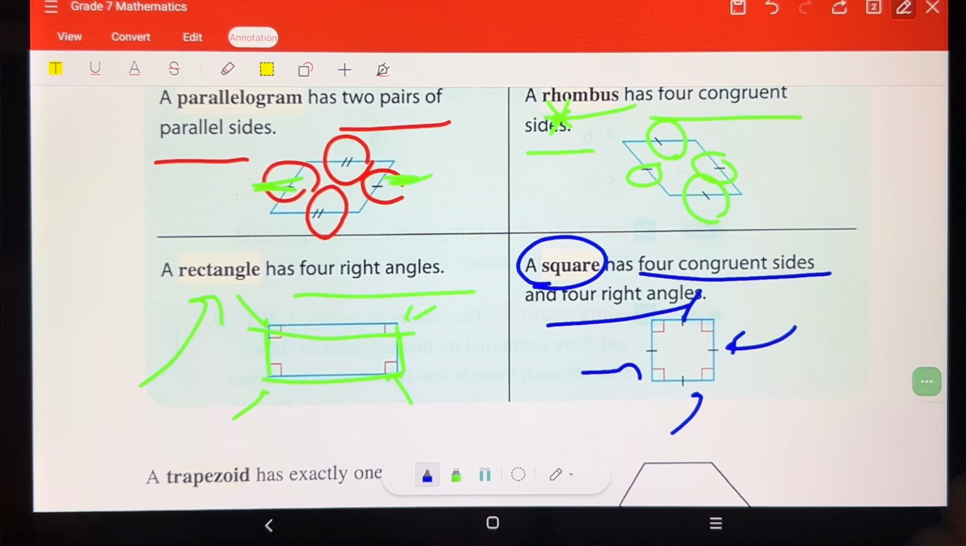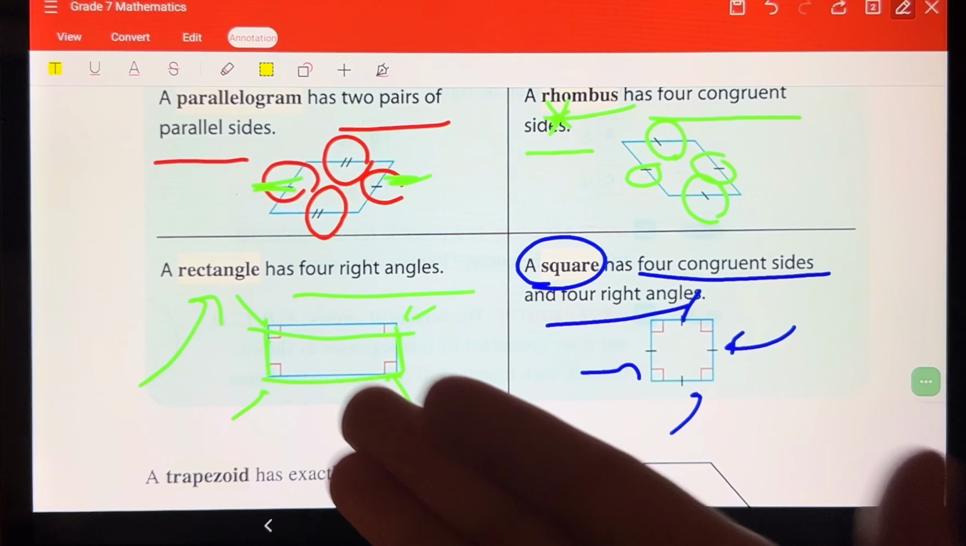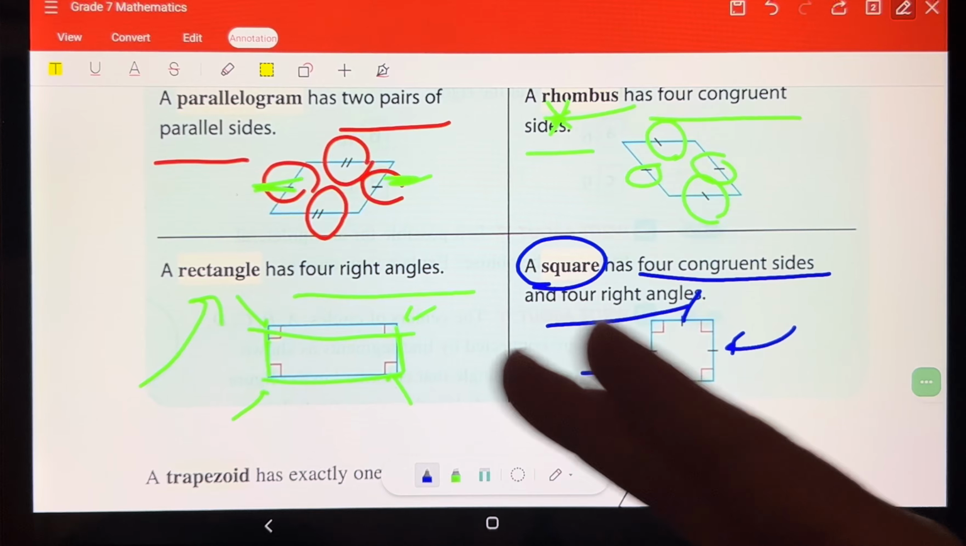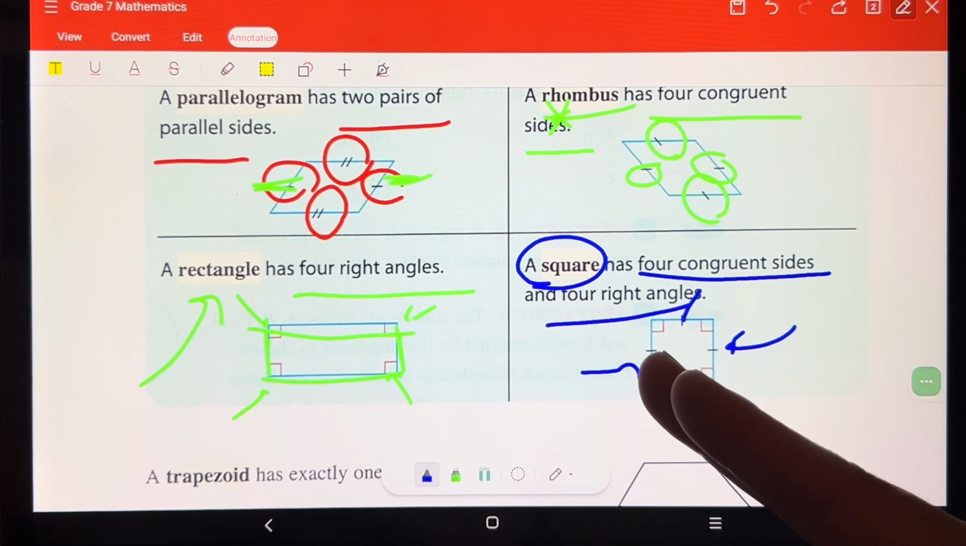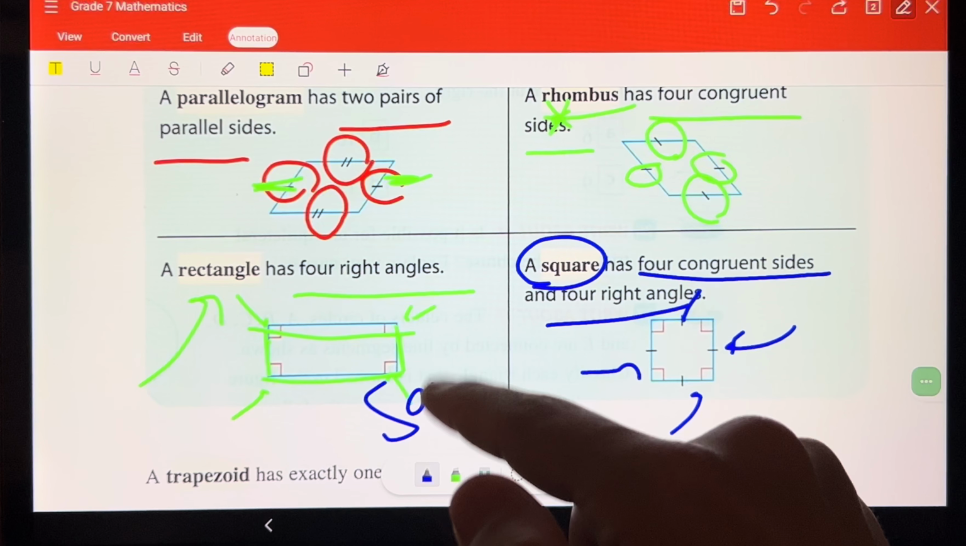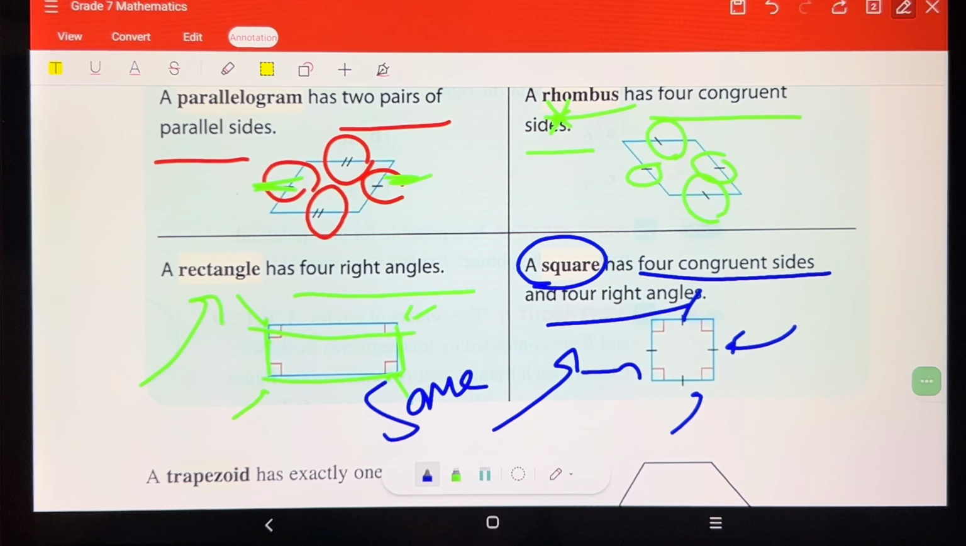So we can say that every square can be a rectangle because this one has only 2 properties. But not every rectangle is a square. But we can say some rectangles can be squares. Okay, dears?